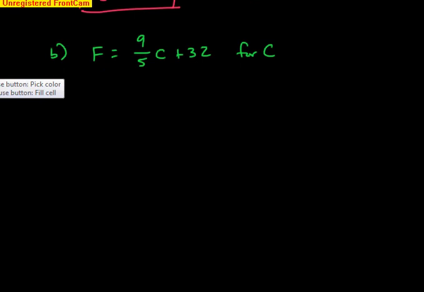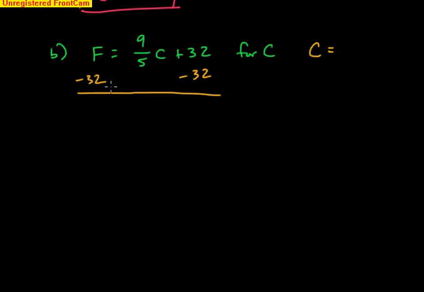Okay, this one has a little bit more numbers. This is your temperature equation. F equals 9/5 C plus 32. And we're going to solve it for C. So in the end, it better say C equals. Okay? So first thing I'll do, don't touch this 9/5 C. Get rid of the 32, the positive 32. So to get rid of it, I'll subtract 32 from both sides.